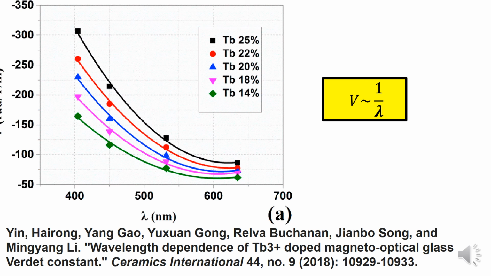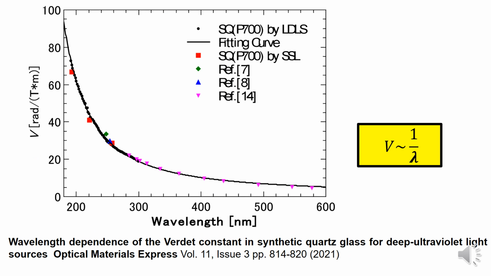Immediately inversely proportional. Similarly, another such paper of 2021, published in Optical Materials. So they have also checked the wavelength dependence of the Verdet constant in synthetic quartz glass. Here also we are seeing that the Verdet constant is inversely proportional to wavelength.